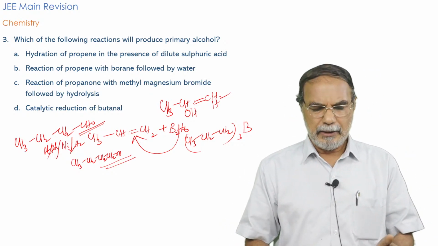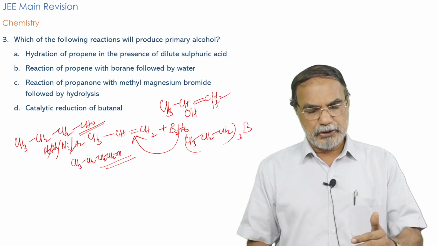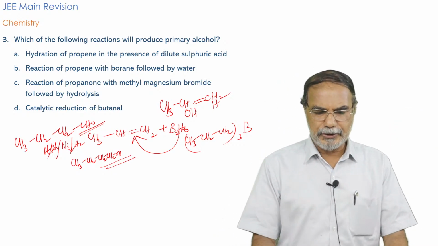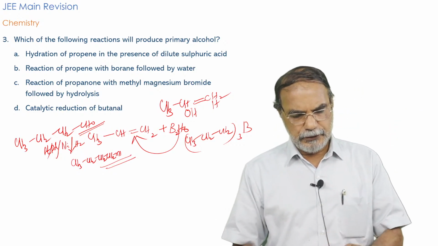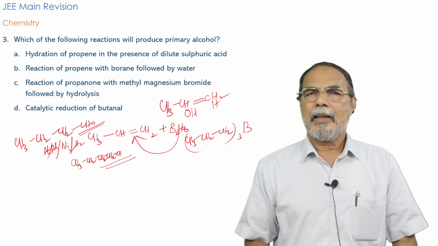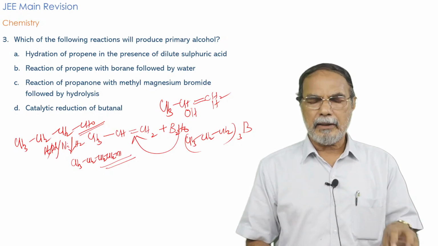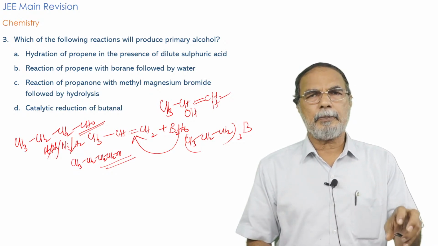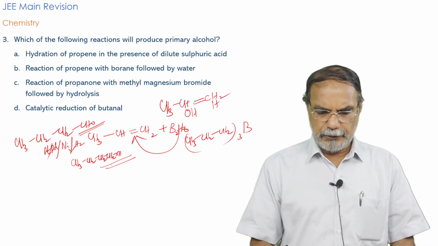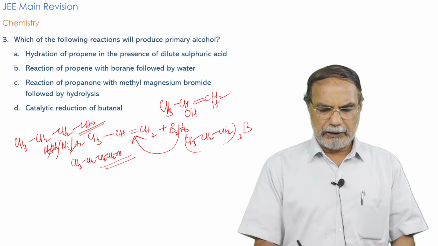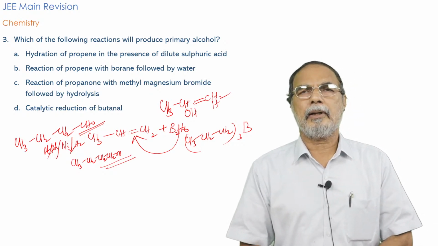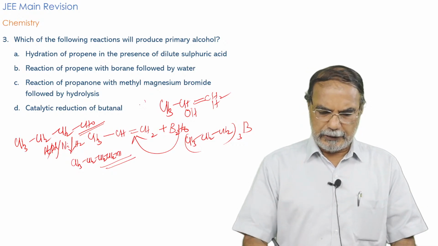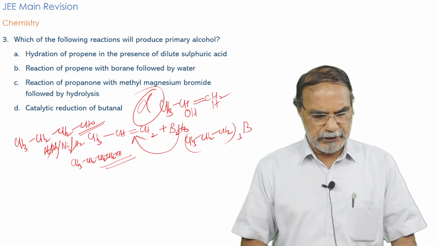I hope you understand. So you have to rule out A, B, C. You must know the chemistry in A, chemistry in B, chemistry in C, and you can rule out those reactions and quote this reaction, catalytic reduction of butanal, which is a very straightforward answer. Butanal is an aldehyde. On reduction by hydrogen in the presence of a catalyst, the aldehyde group is reduced to a primary alcoholic group. So catalytic reduction of butanal gives normal butyl alcohol, which is a primary alcohol. So the correct option is D for this question.